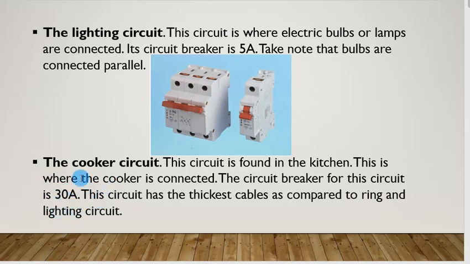Okay, so this means that we can switch on at least all the 4 plates at a go, or we can switch some plates and we're even baking. So that is the reason why the rating is 30 amps. This circuit has the thickest cables as compared to the ring and the lighting circuit. Reason being that a large current is drawn through these cables, so if they are thin, they can be getting hot. So they need to be thick so as to prevent heating of cables.